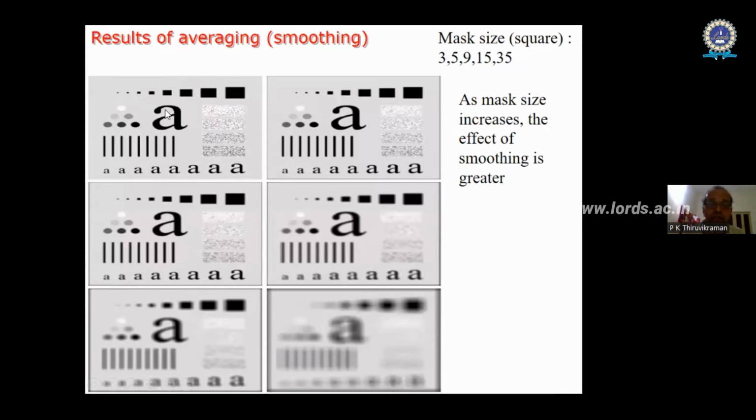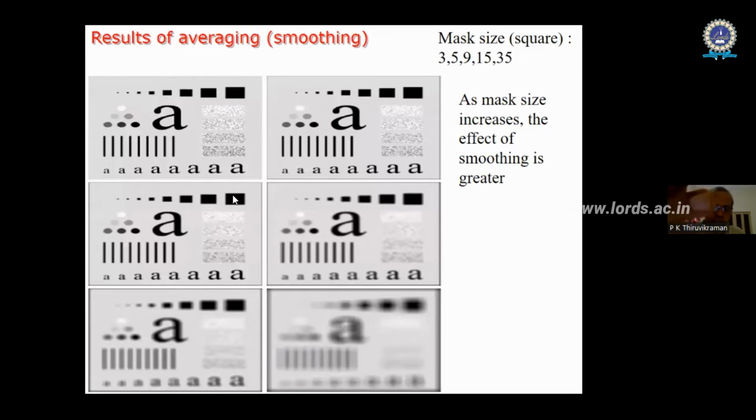This is the original image. Then you apply a 3 cross 3 mask, that is the next image shown. Almost no difference. But then you go on increasing the size of the mask: 5 cross 5, 9 cross 9, 15 cross 15, 35 cross 30. As the mask size becomes bigger and bigger, there is some blurring. The blurring is most obviously seen if you look at these dark rectangles. As the mask size increases, they are getting rounded off. Basically, the edges are getting blurred.